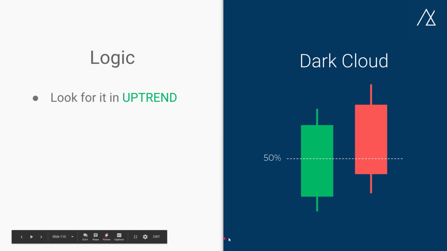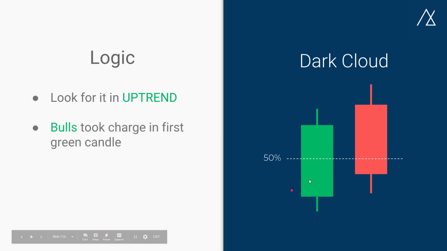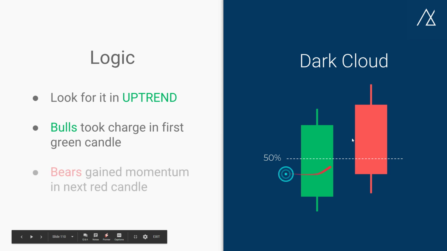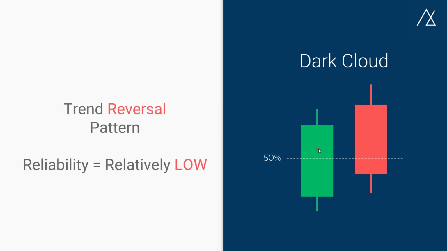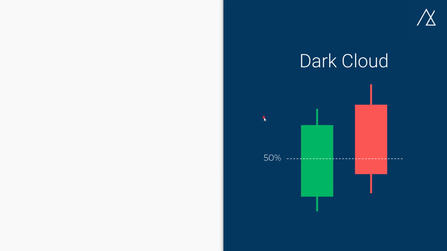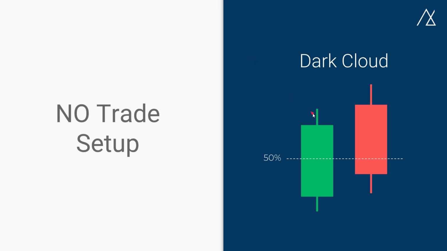We have to look for a dark cloud in an uptrend, and then the bulls took charge in the first candle and the bears gained momentum in the next red candle. It's a trend reversal pattern and reliability is again relatively low. We have bearish engulfing, which is much better when compared to this dark cloud. So there is again no trade setup in this case.